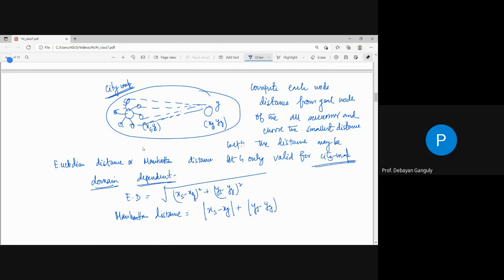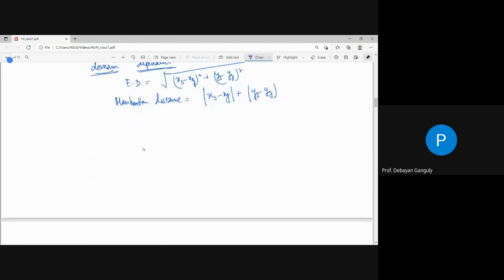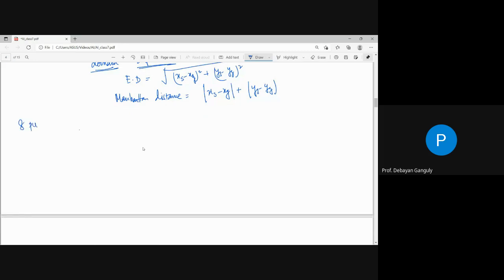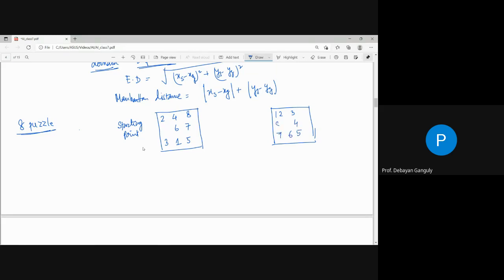Or you can take another problem. Say I am taking the 8 puzzle problem. What is the puzzle problem? Say this is the starting point: 2, 4, 8, 6, 7, 3, 1, 5. And what does the goal node mean? It is where I want to reach: 1 2 3, 4 5 6, 7 8. I want to reach that position. This is called the puzzle problem, that is the 8 puzzle problem.